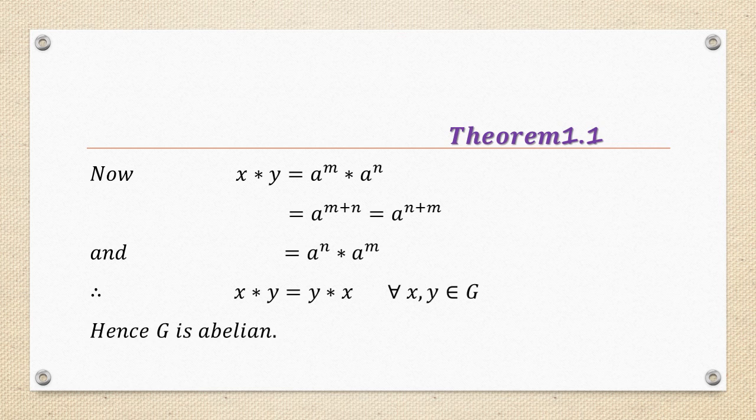Now I take x * y first. x = a^m and y = a^n. The base is the same, so we can add the powers: a^(m+n). We can also rewrite this as a^(n+m). Now I split this as a^n * a^m. a^n is nothing but y, and a^m is x. So we have proved x * y = y * x. Hence the group G is abelian.